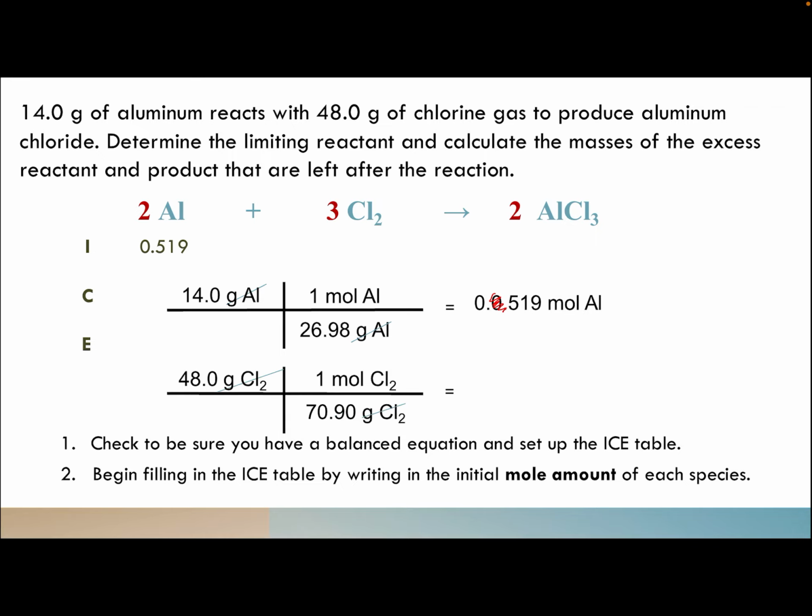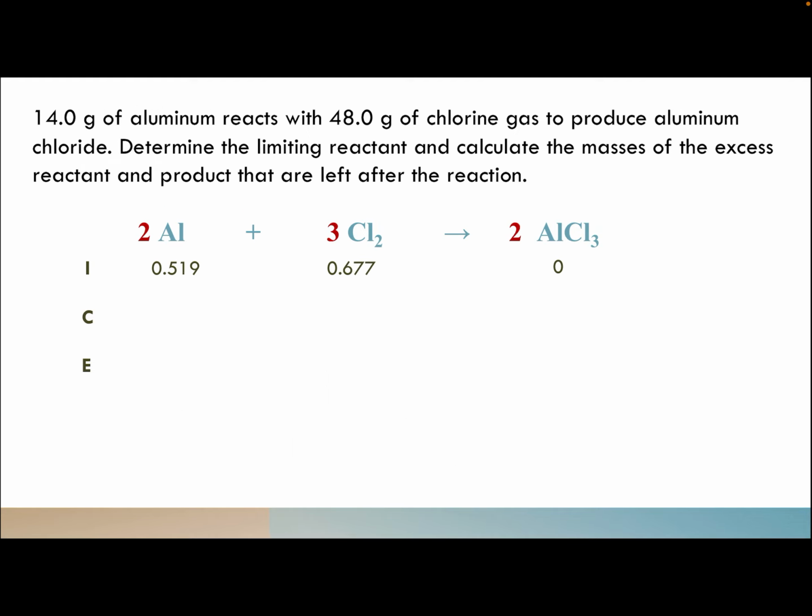And we will put that in for our initial amount of chlorine. And then, like I said before, we don't have any aluminum chloride because that's our product, so that will be a 0. All right, steps 1 and 2, done. On to the next one.